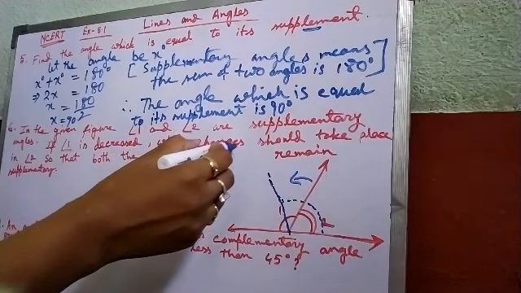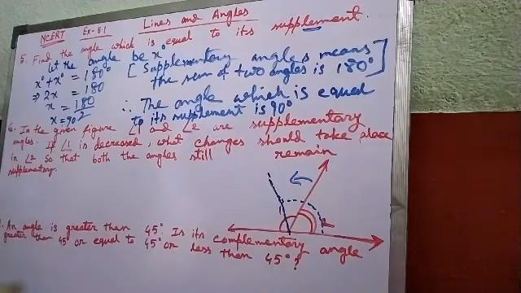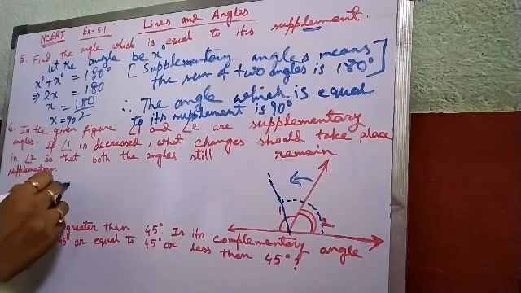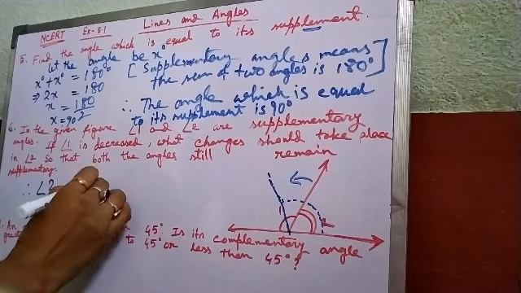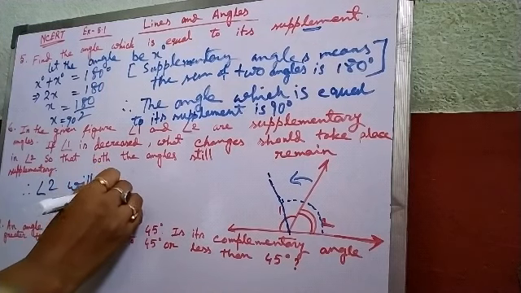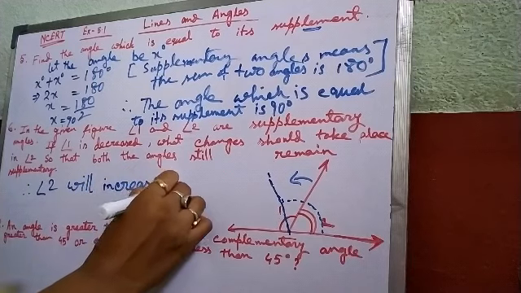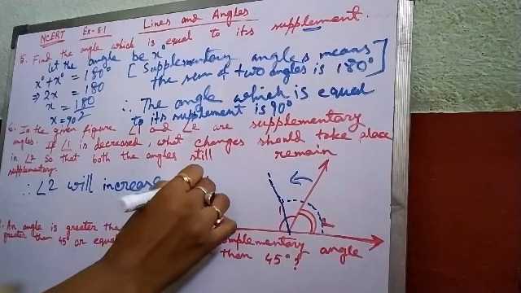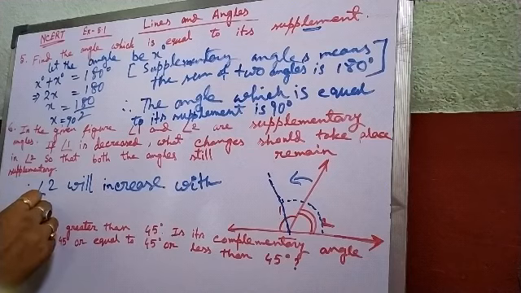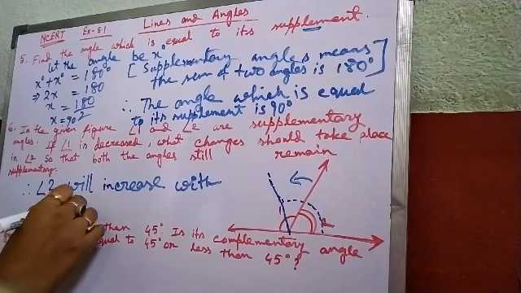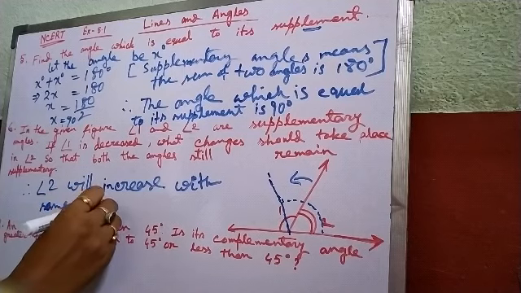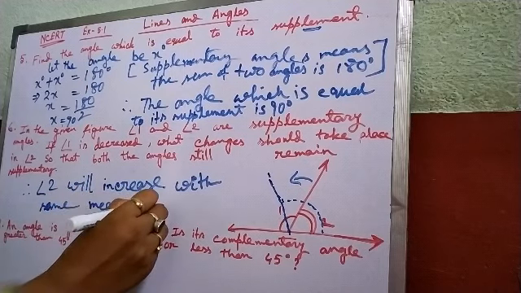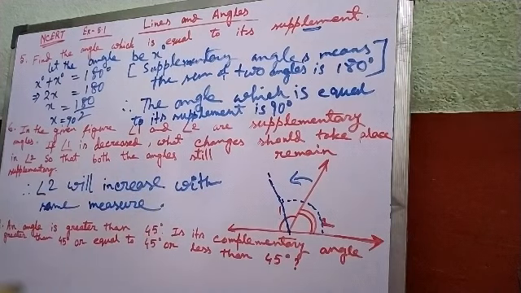So this will be the answer. Here we have to write what changes should take place in angle 2. That means, therefore, angle 2 will increase with the same measure. This is the answer.